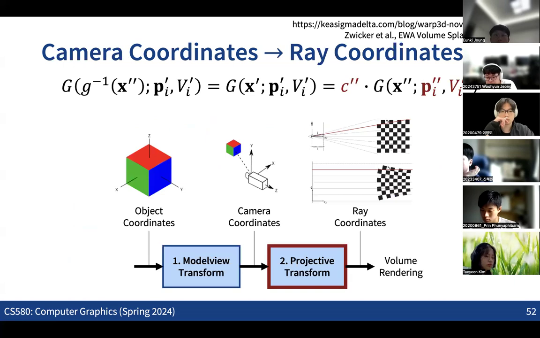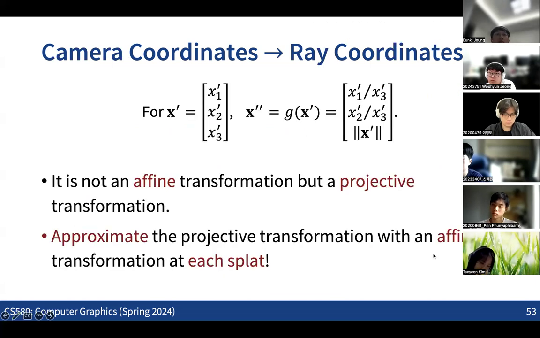But the problem is that for the next step, the conversion from the camera coordinates to the ray coordinates, how can you do the same thing? Here the problem is that this transformation is not an affine transformation, but actually a projective transformation. So there's no way that we can define a Gaussian kernel that will give continuous outputs with the camera coordinates.